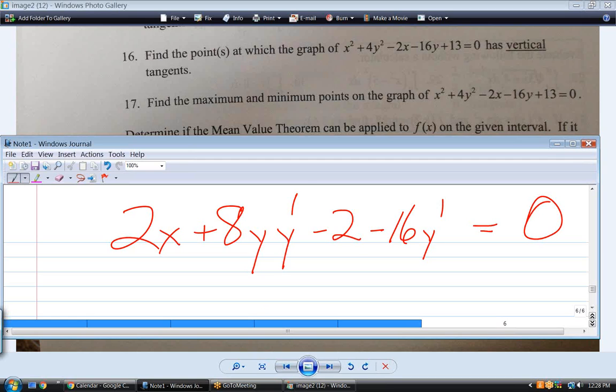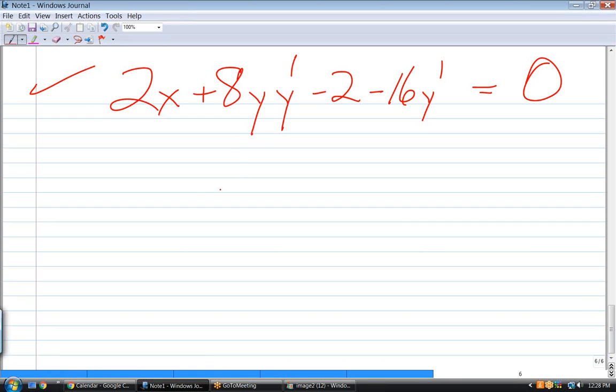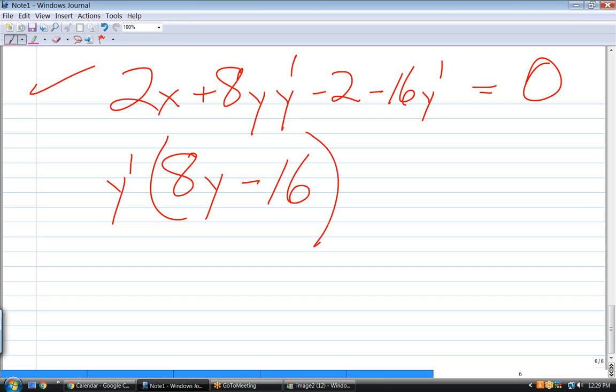Okay, so what's the very next step, and it's the most important step? Group the y primes together. Okay, so what's the next line? So I wrote y prime and then parentheses 8y minus 16. All right, so you're doing both steps at once. You're factoring out the y prime. The only thing you have to be a little careful with here is you don't mess up this sign. In other words, when you multiply these two back together again, make sure you get that term and that term.